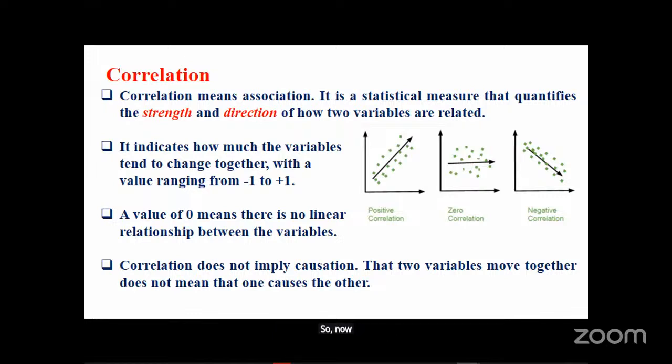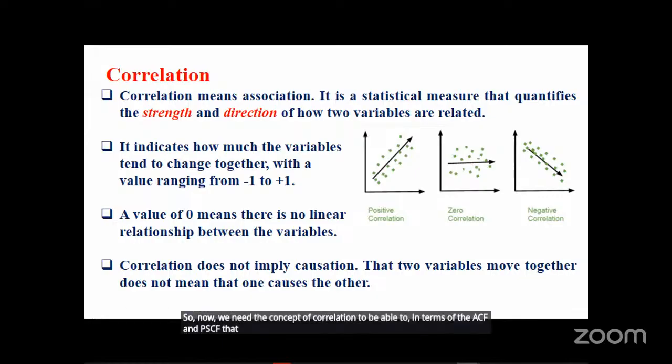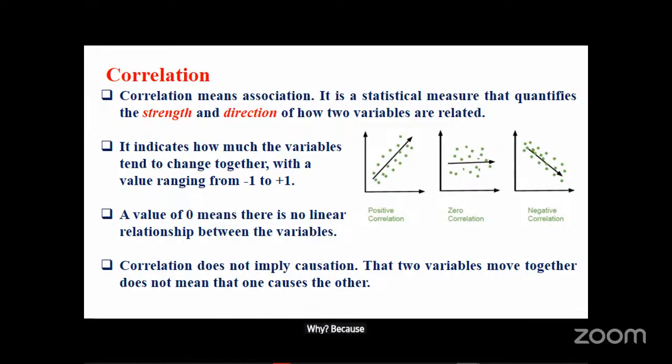So now we need the concept of correlation to be able to understand the ACF and PACF that we'll discuss. Why? Because we must also know that correlation does not imply what? Causation. We must know that correlation does not imply causation. That is, two variables moving together does not mean that one is causing the other. So we must take note of that, please.